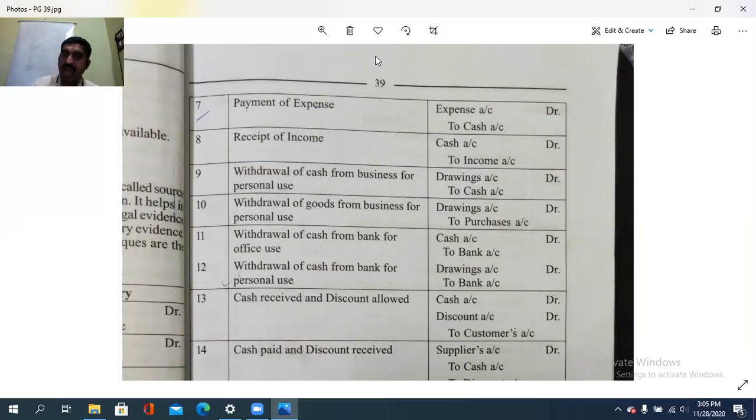Expense is debited, and what is going out? Cash is going out. So debit what comes in and credit what goes out. Cash is going out, so cash is to be credited. So expense account debtor to cash. And receipt of income, opposite. Cash account debtor to income.